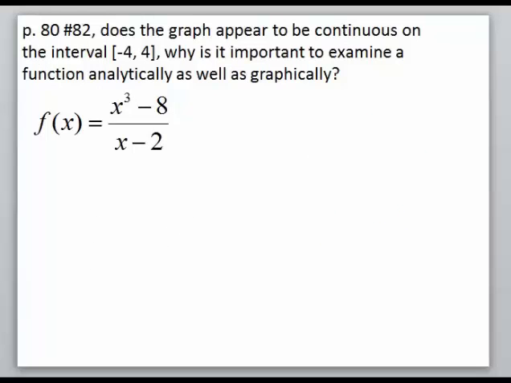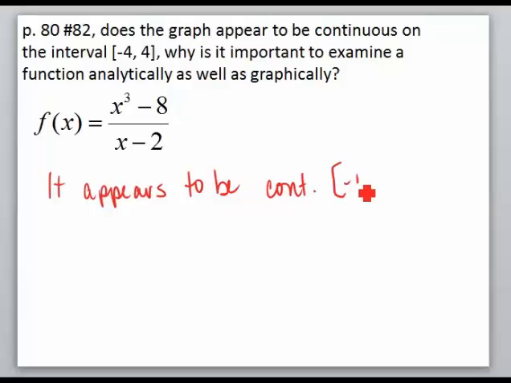Alright, and the next problem says, does the graph appear to be continuous from -4 to 4? Now, you would be using your graphing calculator to do that. I'm just going to talk about it. You guys should put it in your graphing calculator, and this is something we can discuss further in class. When you put this in your graphing calculator, you're just supposed to look at it and say, yeah, it looks like it's continuous everywhere. So that's what I would write. It appears to be continuous from -4 to 4.